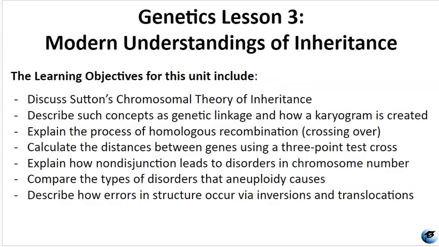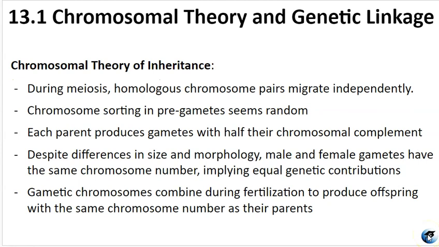The learning objectives for this unit include discussing Sutton's chromosomal theory of inheritance, describing genetic linkage and how karyograms are created, explaining the process of homologous recombination, calculating the distances between genes using a 3-point test cross, examining how nondisjunction leads to disorders in chromosome number, comparing types of disorders that ploidy causes, and describing how errors in structure occur via inversions and translocations.